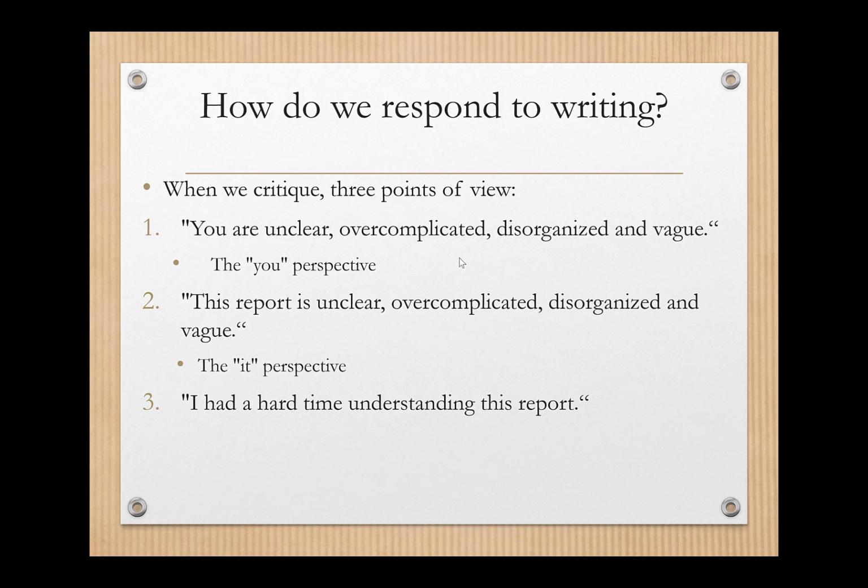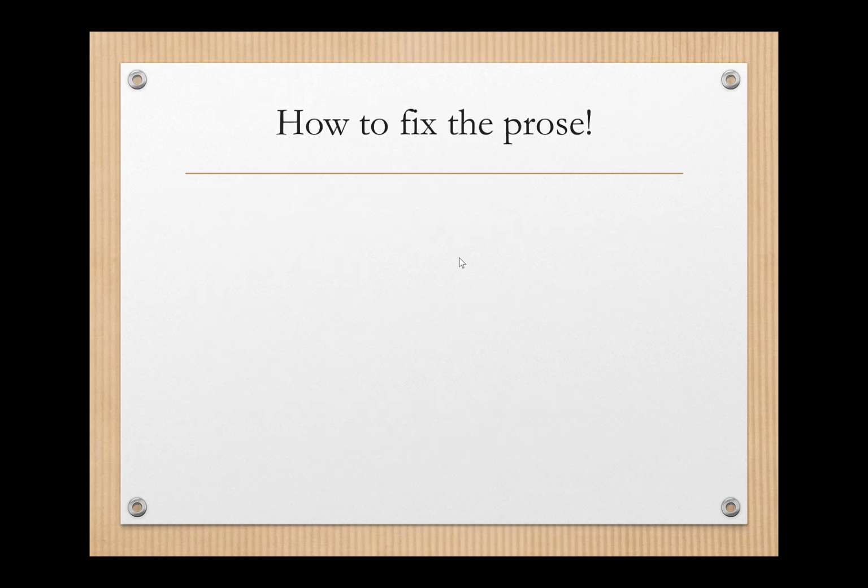The preferred approach is to use the I perspective. This basically says, when I'm giving feedback to the author, I'm saying, I had a hard time understanding this report. If we want to be improved writers, if we want to get better at writing, we have to take that criticism and recognize that when someone says to me, I had a hard time understanding this report, that means I have to do something about it. So that's the I perspective, and most find this to be the easiest criticism to take.